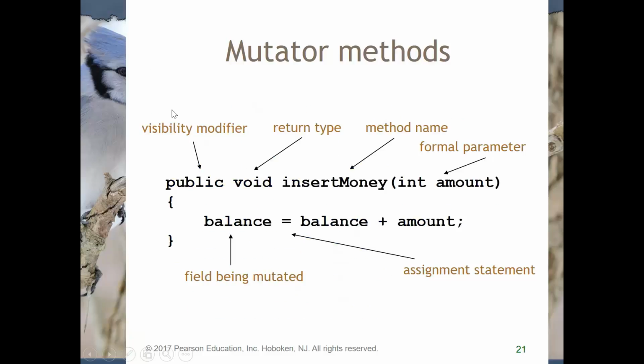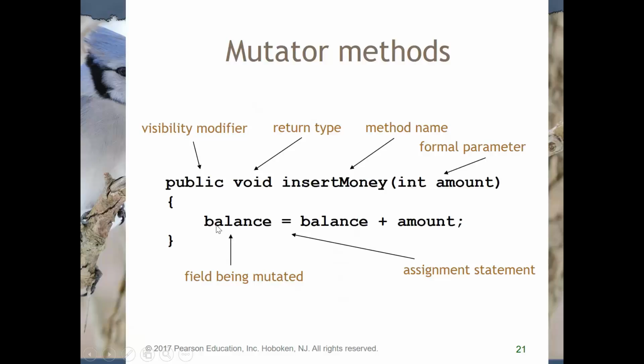All right. Visibility modifier public. Return type void. It's not returning anything back. You could debate on this. I like to return back a -1 for failed and a 0 for success. That's just me. Method name: typical first character lowercase, any words after that uppercase. And then the formal parameter, in this case, is passing in an integer amount.